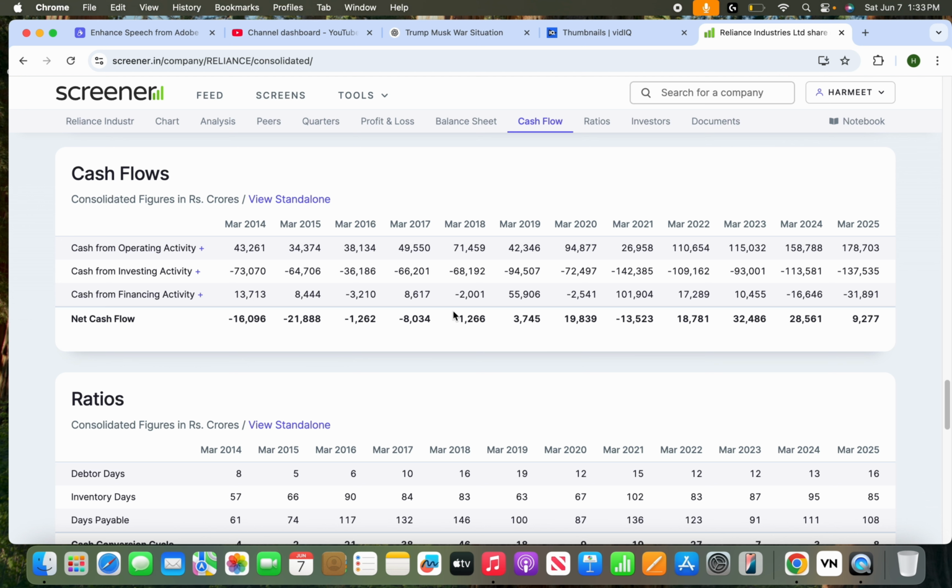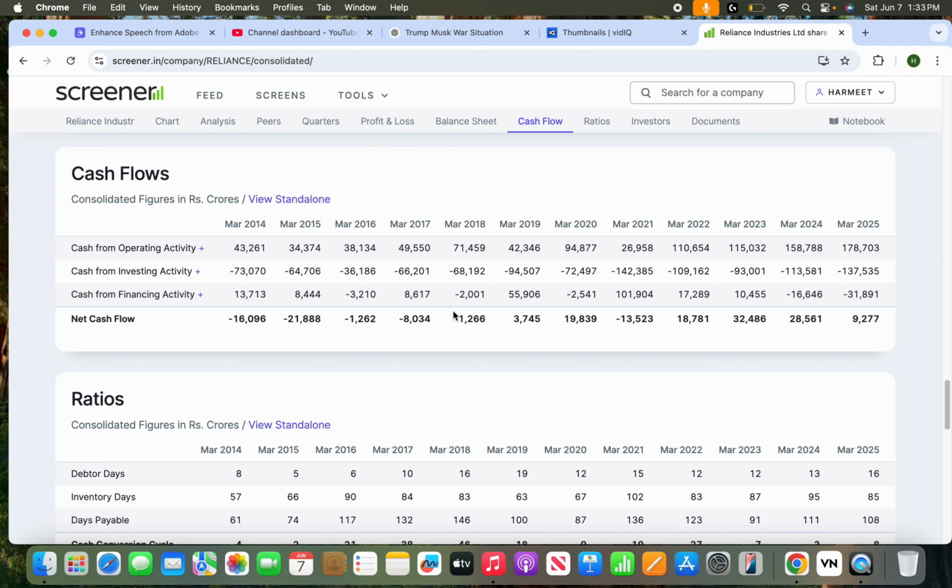First one is cash from operating activities. This is the most important thing that you need to look out for. It shows the cash generated from the company's core business operations. You want this to be positive and consistently growing.